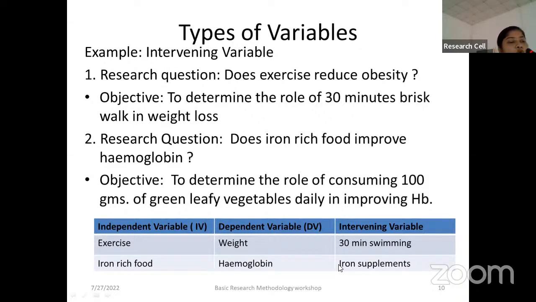Isn't it? You want to find out the effect of exercise in weight loss. So if you keep away 30 minutes swimming, then you will be more close to what you are finding. You are finding the effect of walking for 30 minutes in weight loss. So you'll be more close to that. So likewise, your research question and the objective should be planned and the variables should be kept in mind.